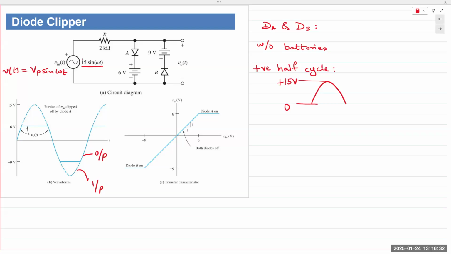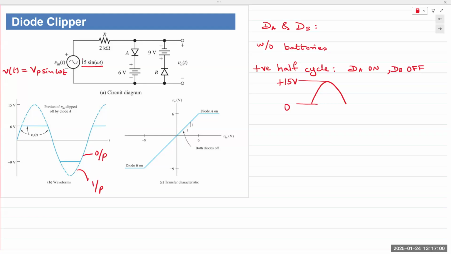Any wild guesses? It doesn't require a wild guess. Yeah, exactly. DA is on, DB is off. As long as the anode is higher than the cathode, the diode is on. Cathode higher than anode, the diode is off. So in the positive half cycle, DA is always going to be on and DB is always going to be off.